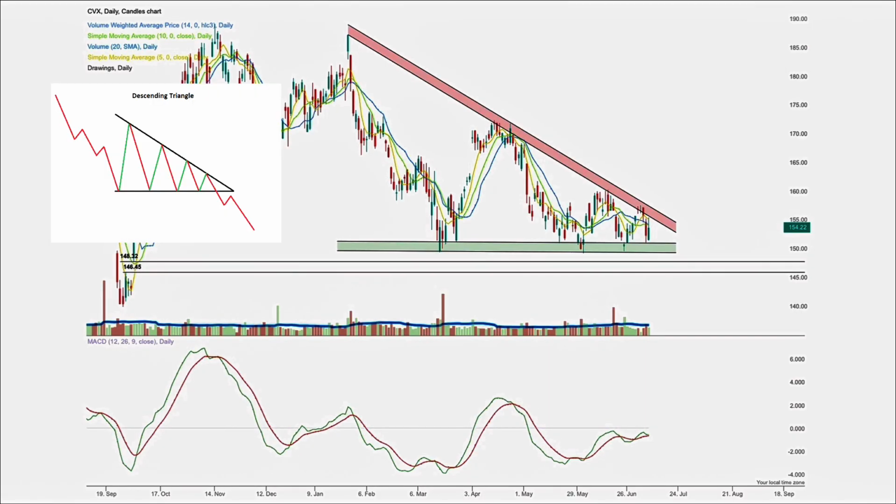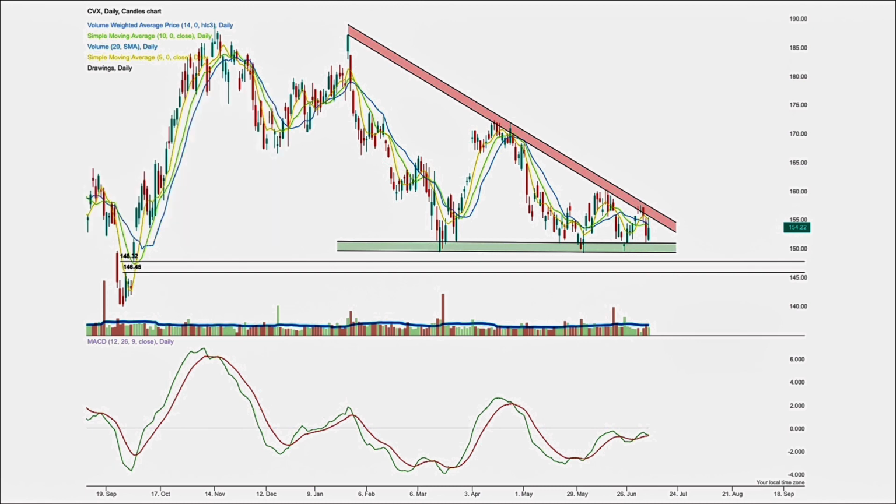Chevron is forming a descending triangle pattern. In contrast to an ascending triangle pattern, a descending triangle pattern is usually bearish. As you can see, the stock has a lot of red volume and it looks like it may be about to move below the MACD signal line.